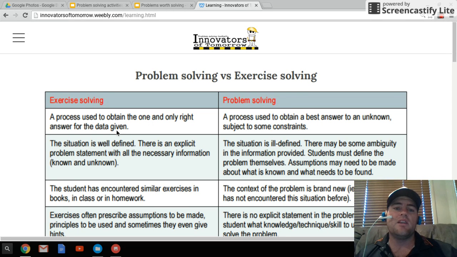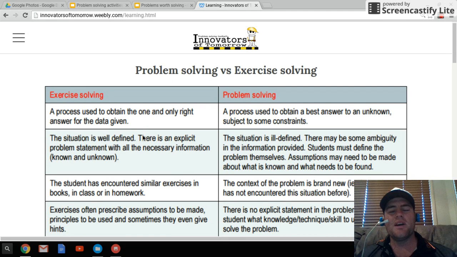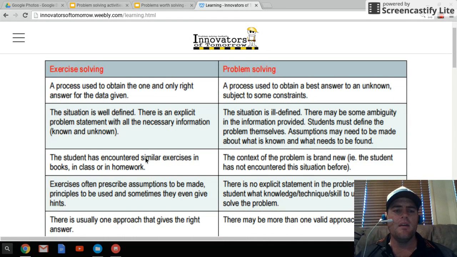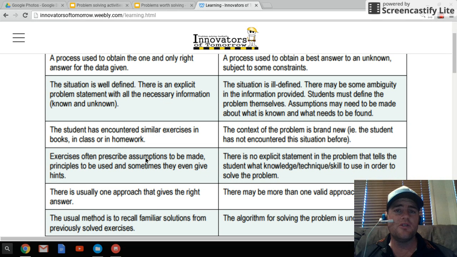Exercise solving is very closed. It's usually looking for one answer, the right answer. There's generally one process to get that answer. Sometimes you have multi-step exercise problems where there are multiple ways to get to an answer, but still you're looking for the one right answer. Their situations are usually well defined and explicit. They're usually the problems that students are used to seeing.